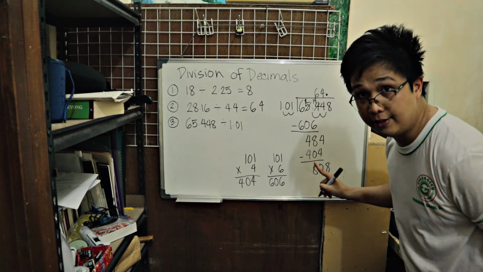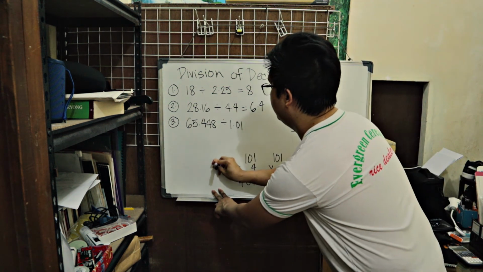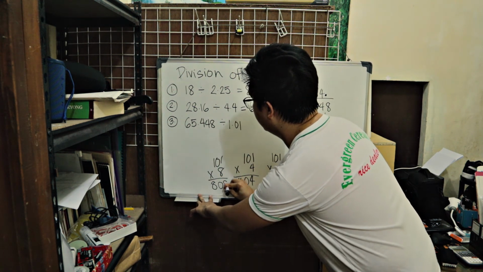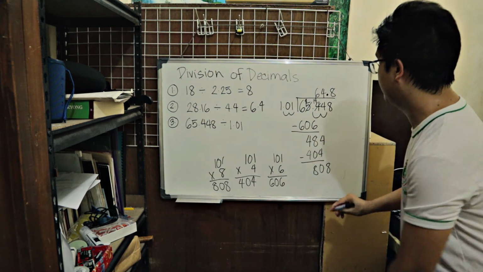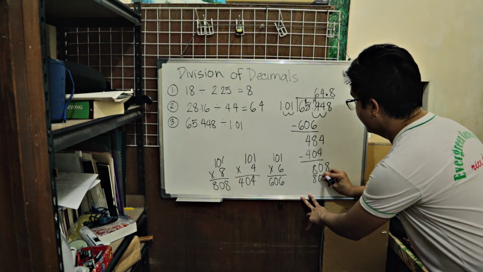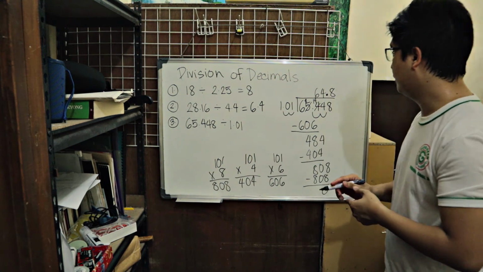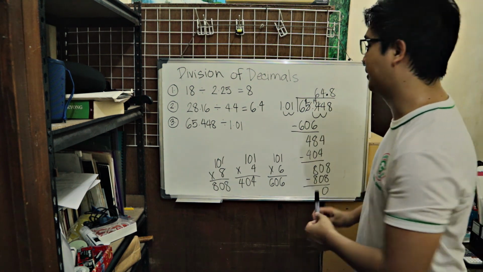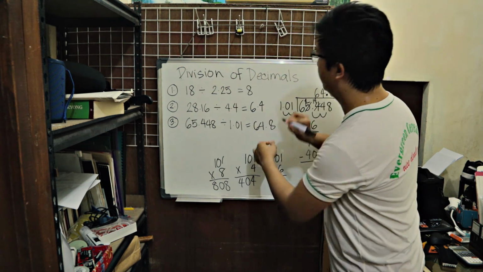808. You already know the answer. Pero sige, pakita ko lang. 101 times 8 will actually give us an answer of 808. So the answer here is 8. 8 times 101, 808. So, i-minus mo na, 0. You no longer have a remainder, so the final answer is 64.8 or 64 and 8 tenths.